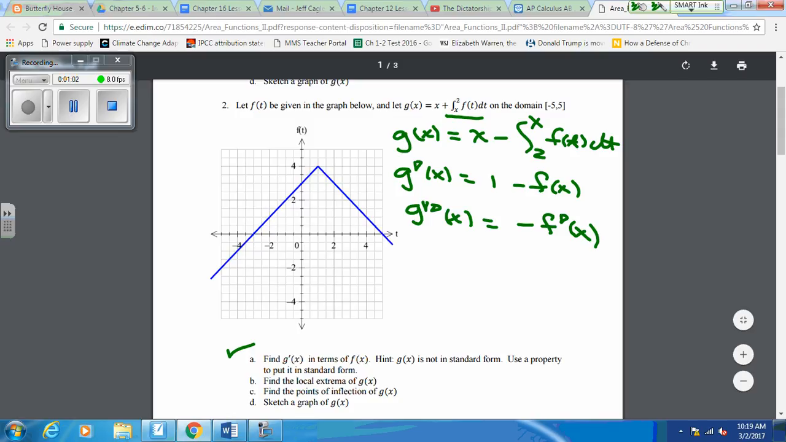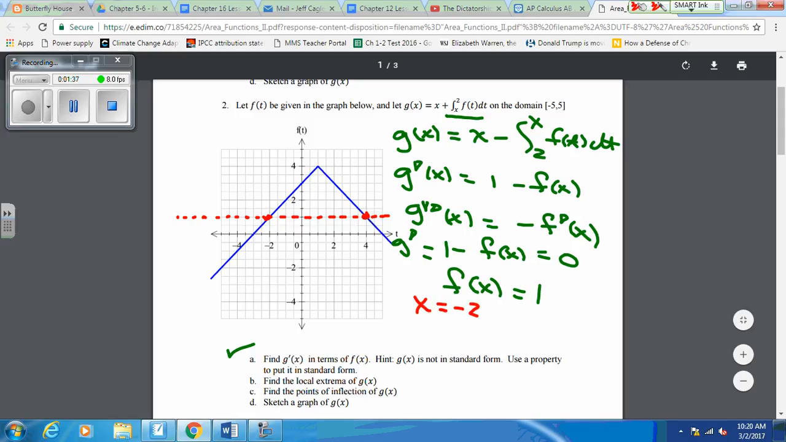Find the local extrema of g of x. Here, again, we want to use our theorems. The local extrema will occur where g prime of x changes signs. And what is g prime? It is that. And so to find those places where g prime changes signs, I'm going to set g prime equal to 0, which gives me an equation: f of x is equal to 1. And that equation will be found wherever f of x is equal to 1. And that happens at x equals -2 and x equals +4. Those are my critical points.